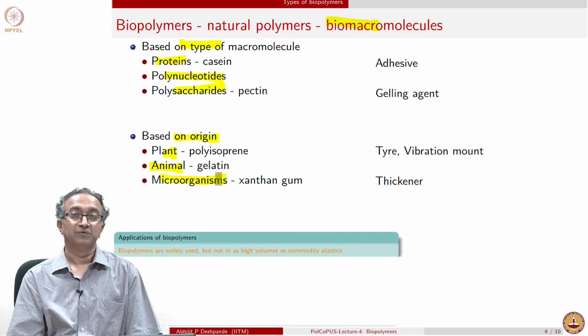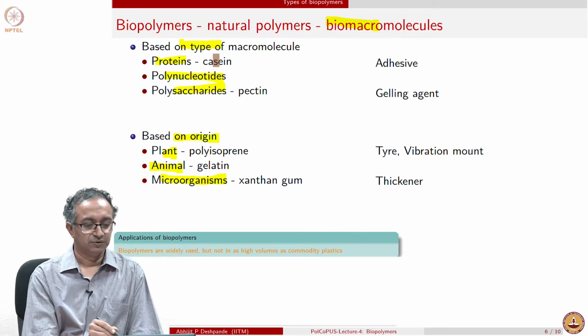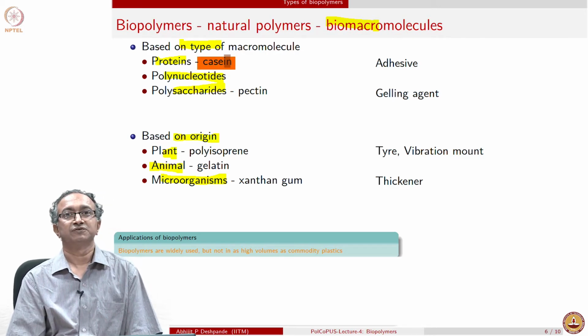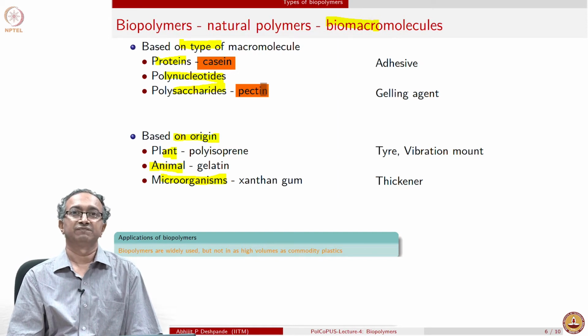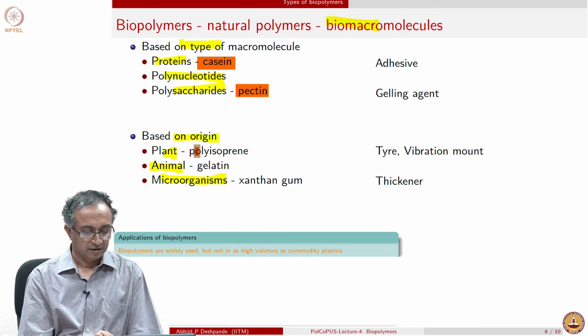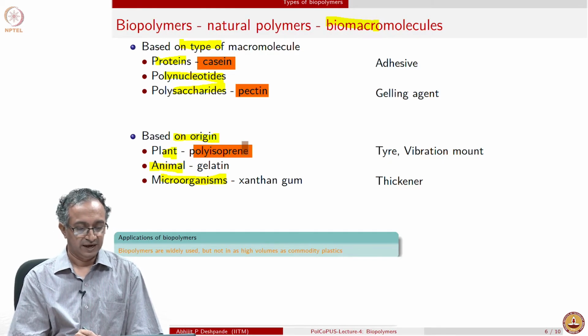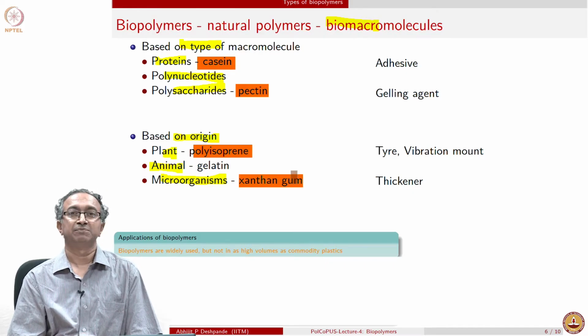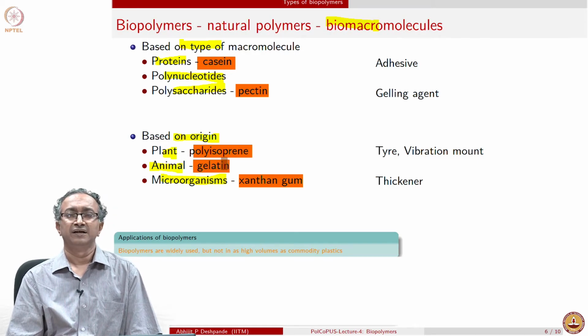And so, here what I have done is given just a couple of examples of these biopolymers. So, casein is a protein which comes from milk, and pectin, which is there in a variety of fruits and vegetables. This is from the rubber tree, polyisoprene or natural rubber, and xanthan gum is made by a bacteria. Of course, we have examples like gelatin, which comes from animals, and during the course later on we will have a chance to look at many of these polymers.